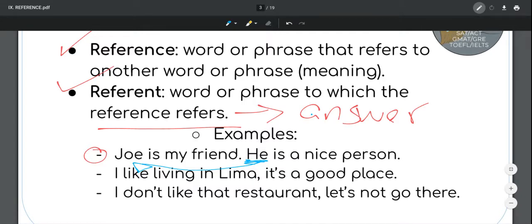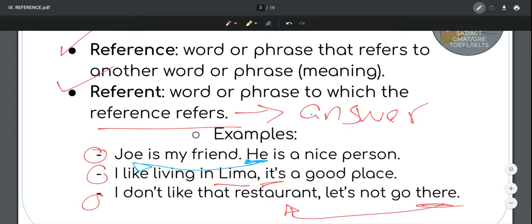Let's look at sentence number 2. I like living in Lima. It's a good place. What is the word it referring to? Yes, it's referring to Lima because it's the only singular noun. Let's look at the third sentence. I don't like that restaurant. Let's not go there. What is the word there referring to? Yes, it's referring to the word restaurant because that's the only place that is mentioned in the previous sentence.